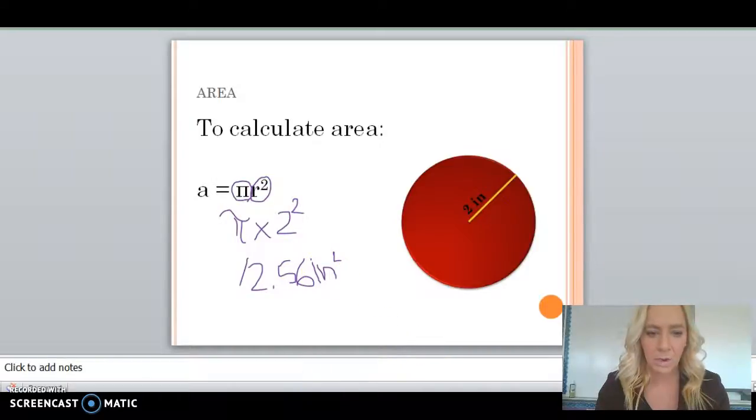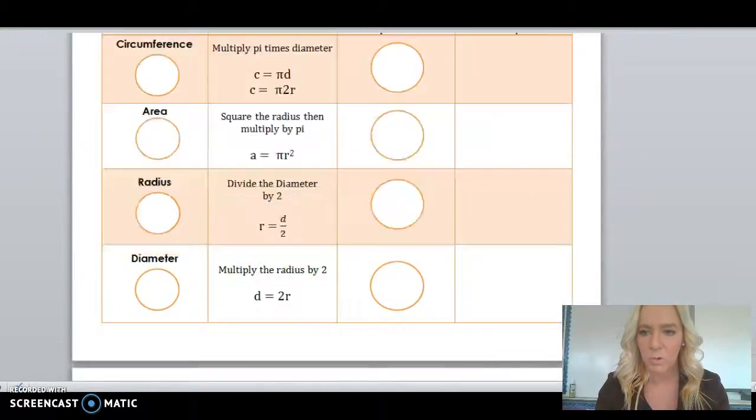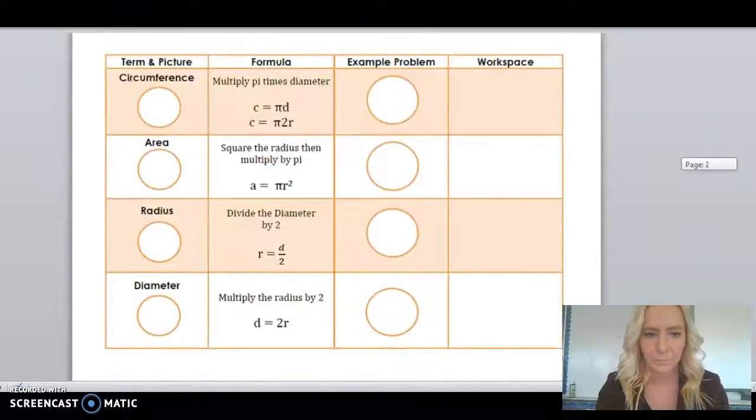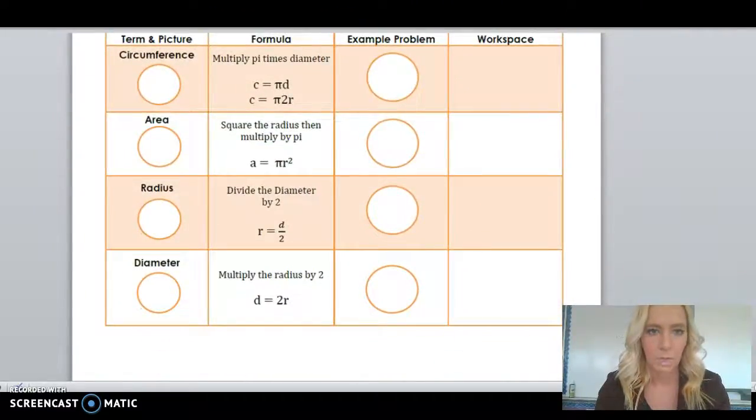So let's look at our graphic organizer. We're going to first focus on area. So again, area is all of the space inside the circle. So I want you to kind of just quickly color the inside of the circle. Let's draw an example radius. Let's label it 3 feet.